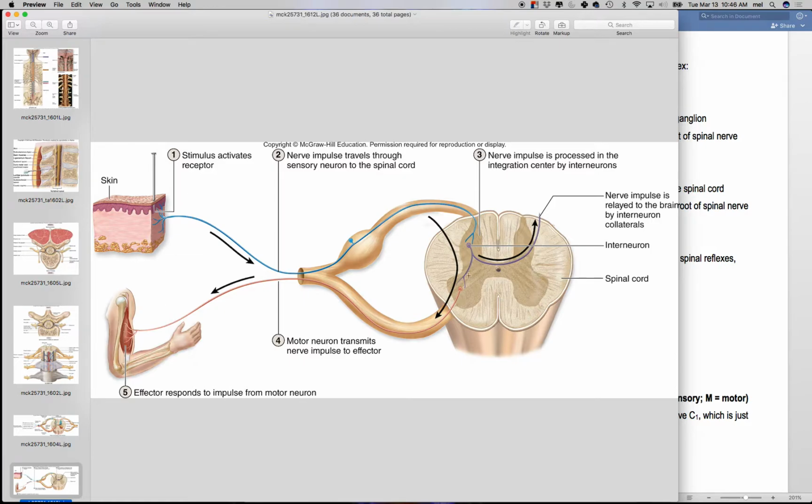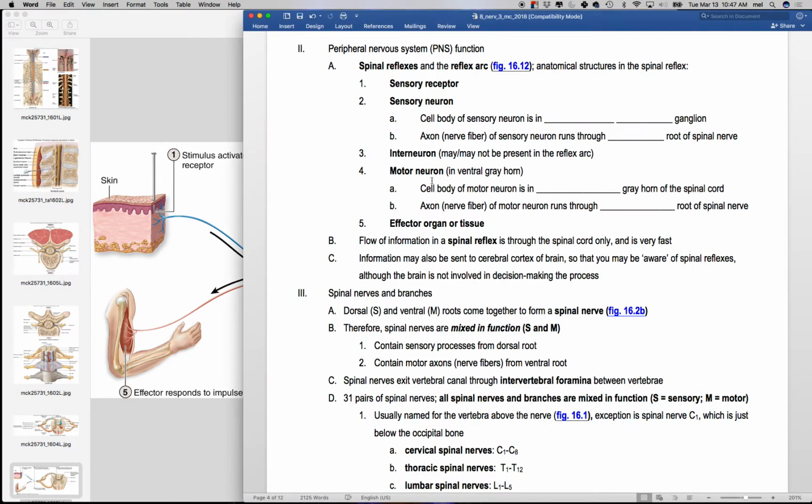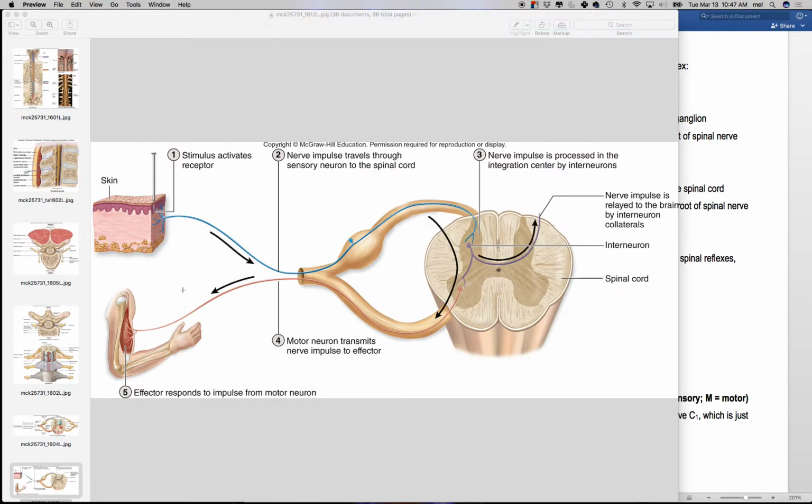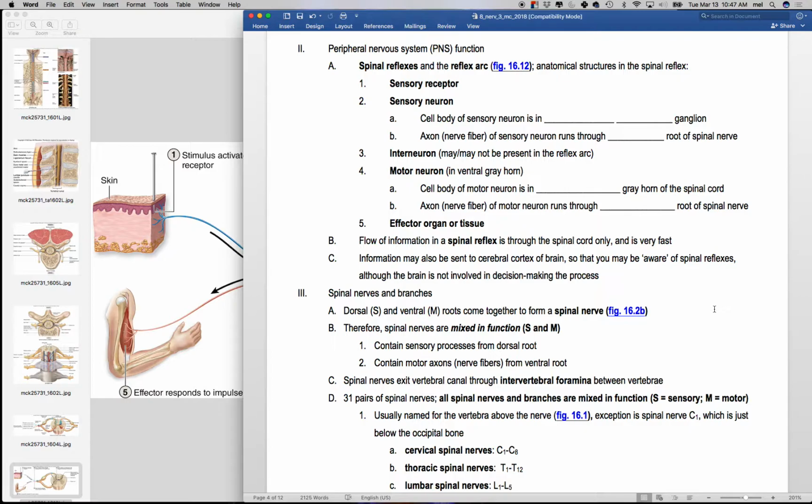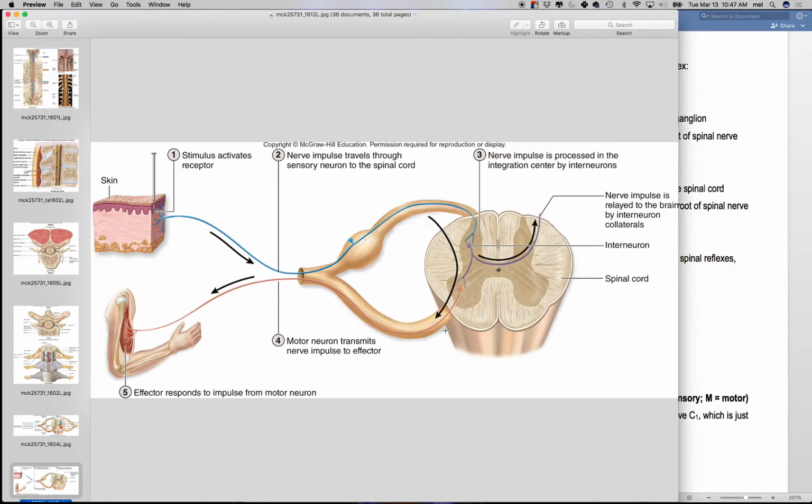Then what it's going to do is it's going to send it to this motor neuron, this somatic motor neuron. Yes? Somatic motor neuron. And the motor neuron is going to be in the what gray horn? Anterior or ventral gray horn, exactly. The cell body of the motor neuron is in the anterior gray horn of the spinal cord. And the axon goes through what root? Anterior or ventral. Does that make sense? Back out to the effector.